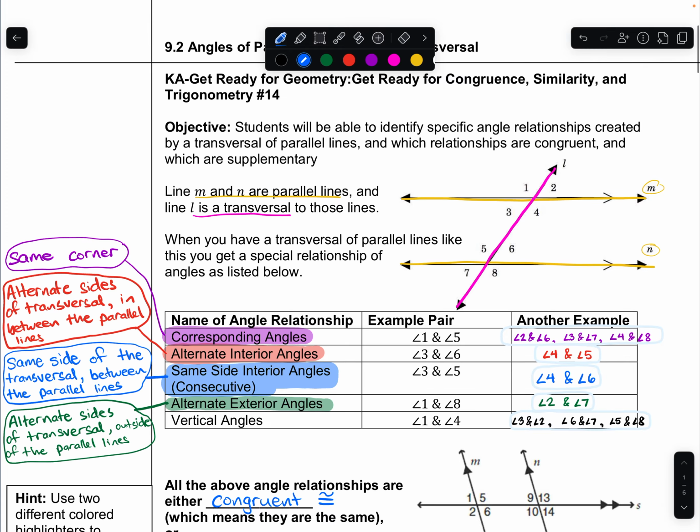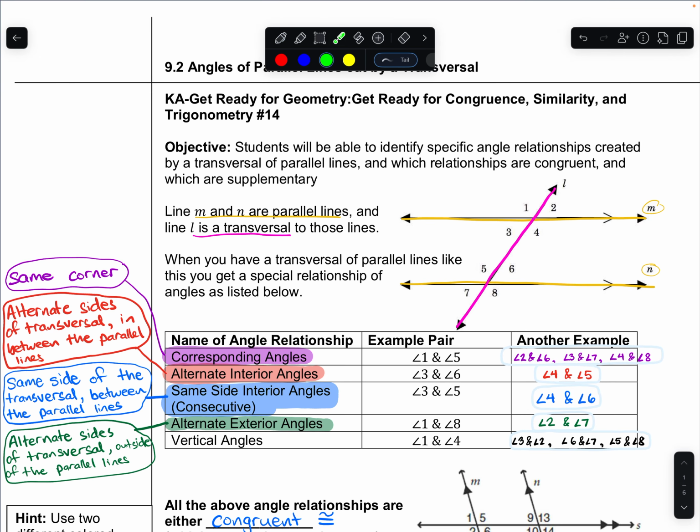So if you take a look at this picture up here again, the ones that are congruent, I hope you all would agree with me that angle 1 looks like an obtuse angle in this picture. What are the other ones that look obtuse? Well, we know vertical angles are congruent from last chapter, so 1 and 4 are congruent. But 5 and 8 also look obtuse. They look congruent to 1 and 4. And that's exactly what ends up happening.